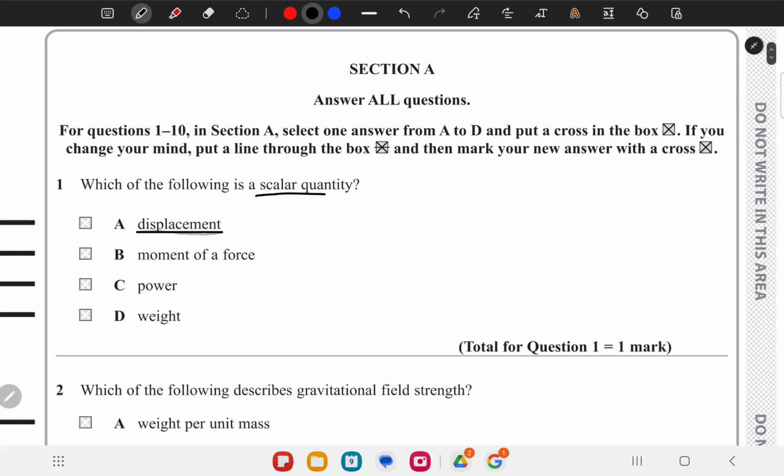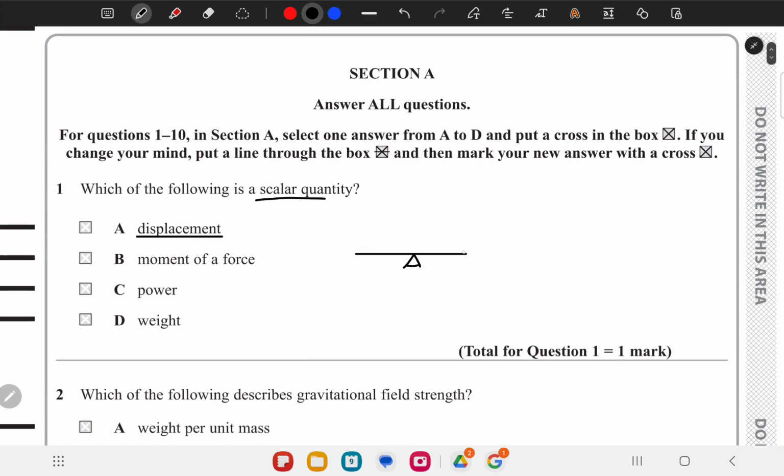Displacement is a vector quantity. It has a direction. Moment of force also needs a direction. For this one it is clockwise and for this one it is anti-clockwise. So the direction matters over here, so moment of force is also a vector.